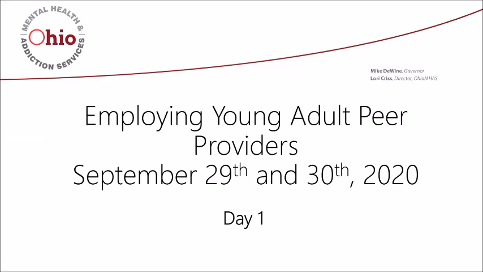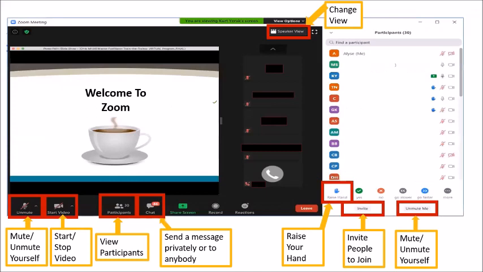Here is a brief run through of some of the features of the Zoom platform that you should familiarize yourself with for this conference. I will start in the bottom left of your screen with the mute unmute button and the button that will allow you to turn your camera on or off. In order to maintain the highest performance of the platform and the best sound, we ask that you keep yourself muted and if possible, your camera off.